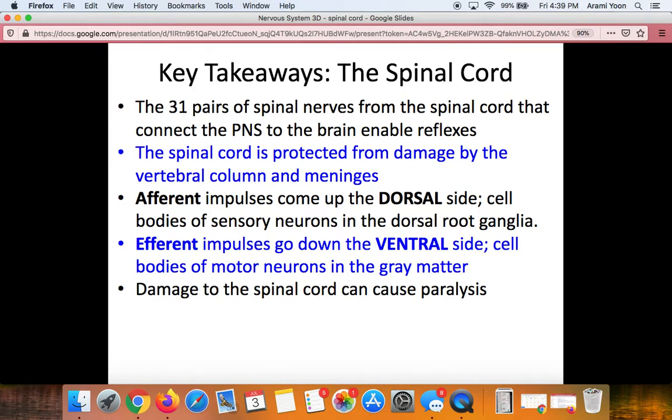and that the cell bodies of sensory neurons in the dorsal root are in the dorsal root ganglia. You should know that efferent impulses go down the ventral side, and the cell bodies of the motor neurons in this case would be in the gray matter of the spinal cord. And last of all, damage to the spinal cord can cause paralysis, and that's something we'll address in class.